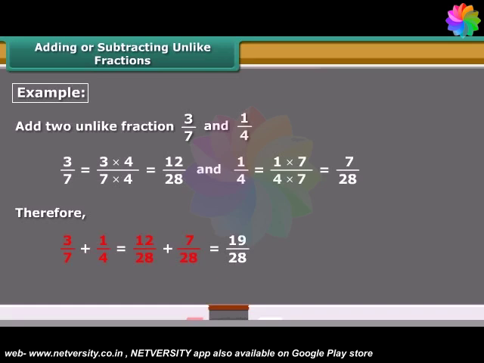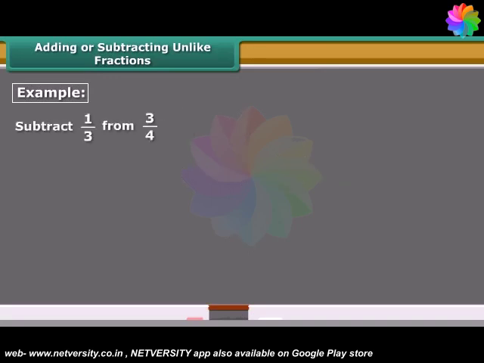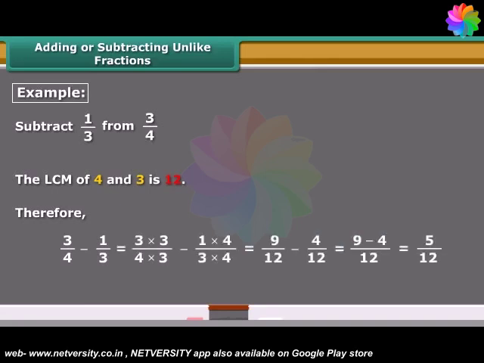Note that 28 is the least common multiple, LCM, of 7 and 4. In another example, to find the subtraction of unlike fractions, first we need to find equivalent fractions of 3 upon 4 and 1 upon 3, which have the same denominator given by the LCM of 4 and 3. The required LCM is 12. Therefore, the subtraction of 3 upon 4 and 1 upon 3 is 5 upon 12.